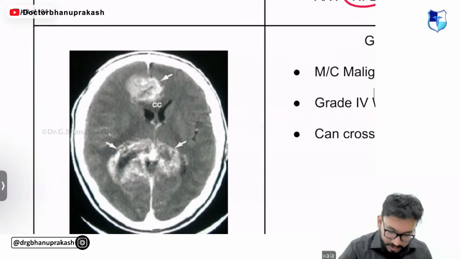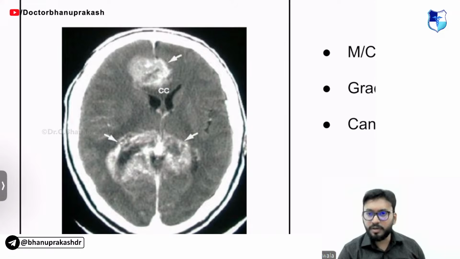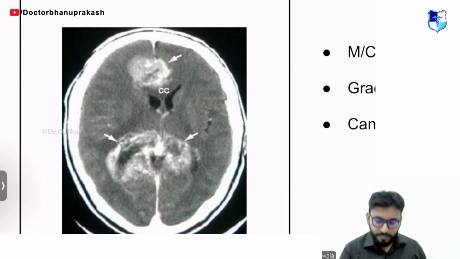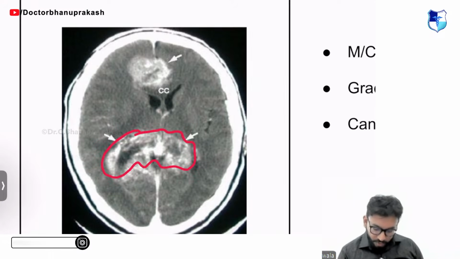Come on, guys. What is this? I'll give you a hint. A very aggressive tumor. WHO grade 4 tumor. Crosses the midline. Can be butterfly shaped.